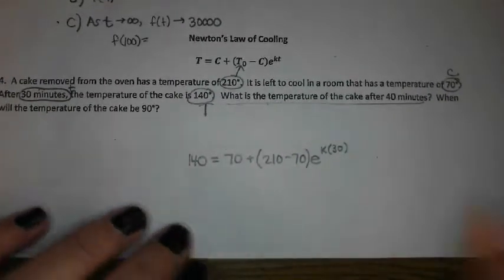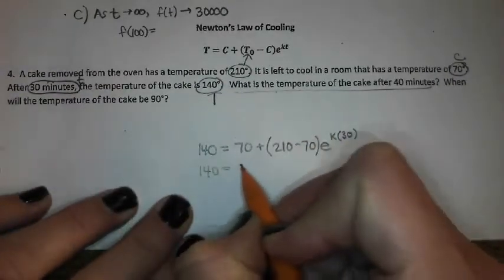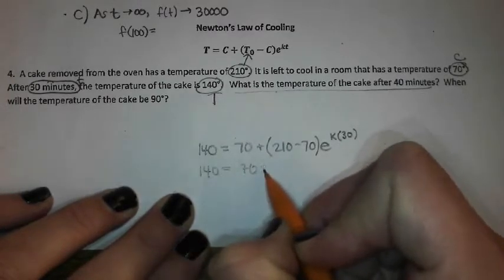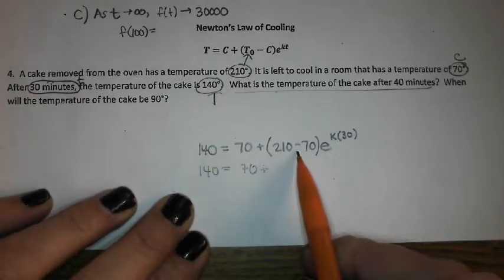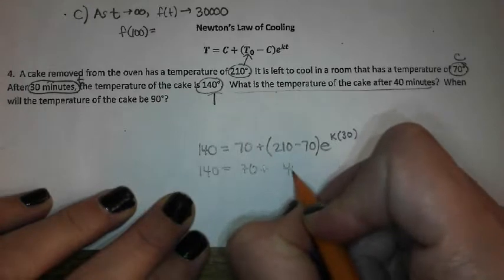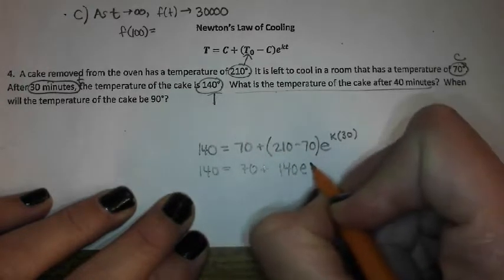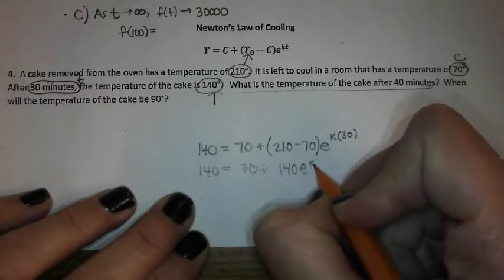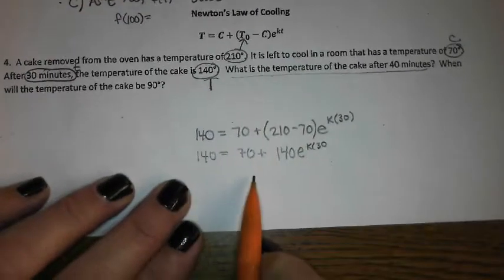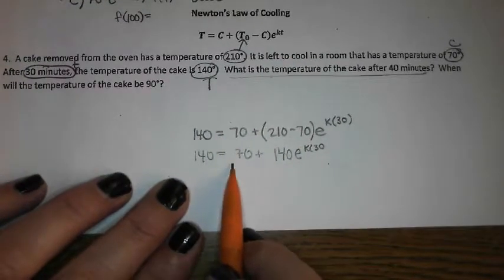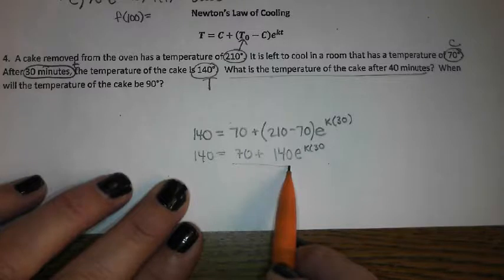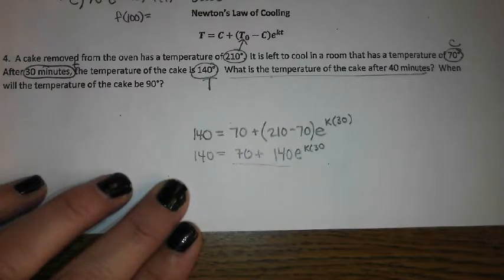A lot of number crunching here. Oh, I have a common mistake I can now remember people making last year. 210 minus 70 is 140. I remember a lot of people making this mistake: 210. Don't do that. Okay, that's not 210 e to the 30.